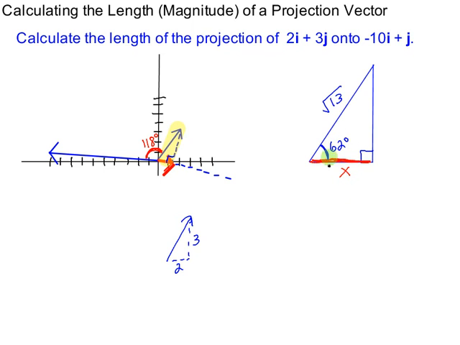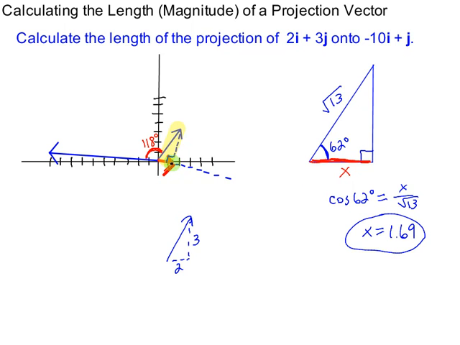Now using right triangle trigonometry, we can say the cosine of 62 degrees equals the adjacent side x over the hypotenuse, square root of 13. So x, multiplying both sides by the square root of 13, is approximately 1.69. Okay? So this is the length of the projection vector.